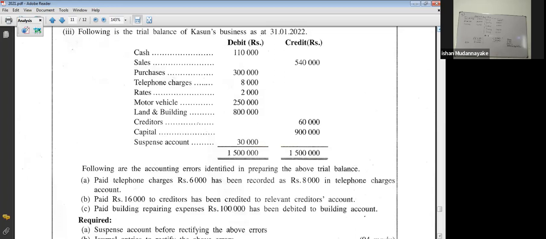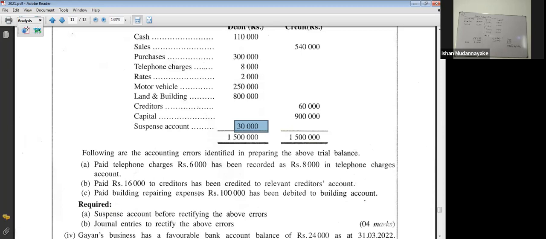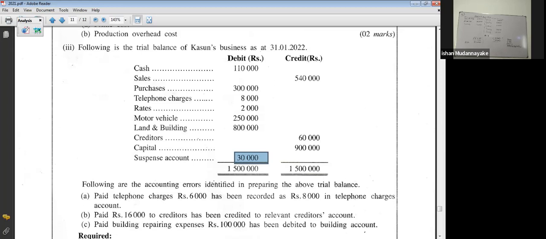Right, Lamai, look at this question here. Following is a trial balance of Kasun's business as of 31st January 2022. The suspense account balance is 30,000. The following accounting errors were identified in preparing the trial balance. These are the errors, and you are required to calculate the suspense account balance of the business before rectifying the above errors. And then journal entries to rectify the errors. To rectify these errors, you need to arrange journal entries. Here, suspense account debit side 30,000.